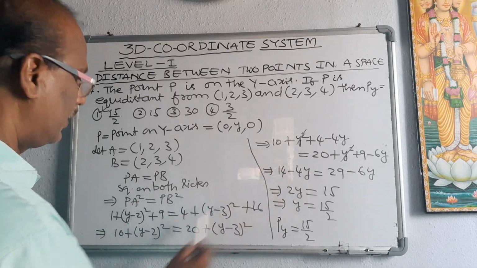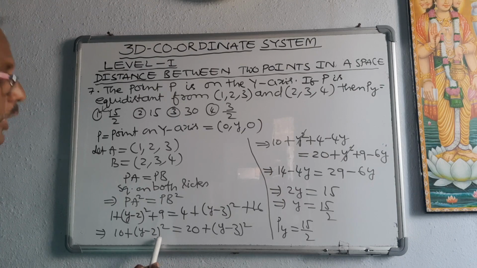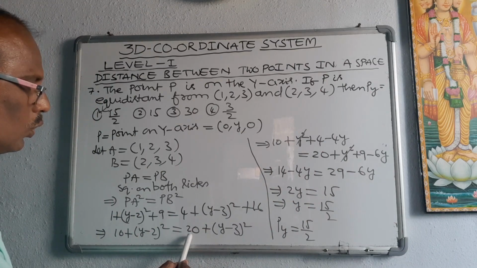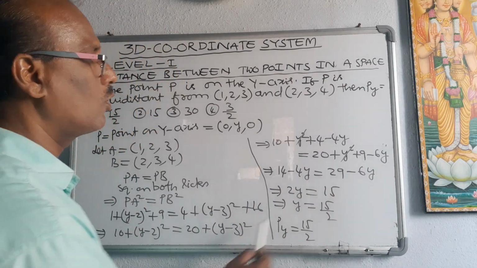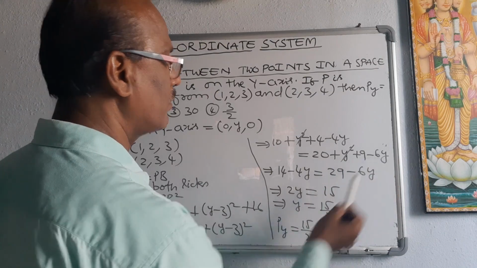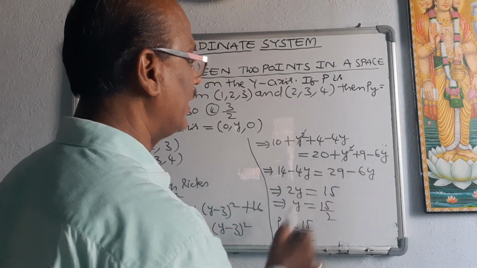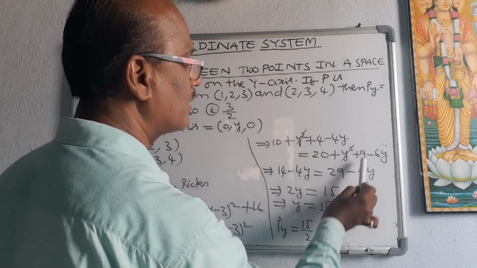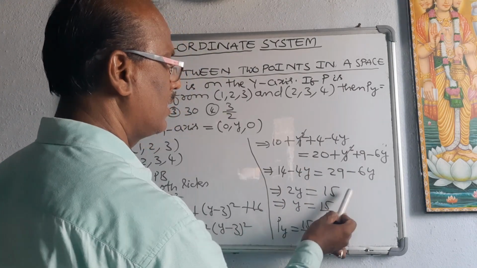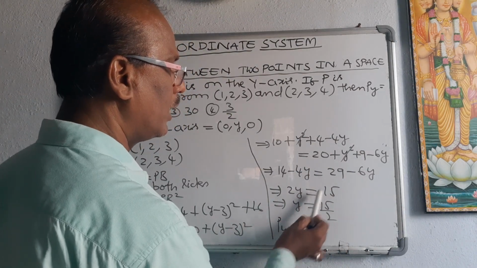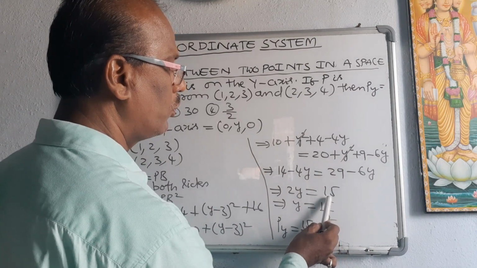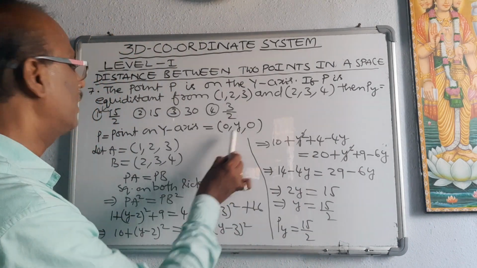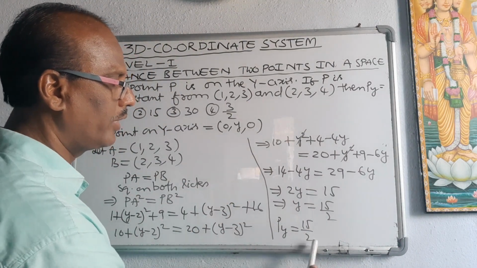That implies 10 plus the expansion of y minus 2 whole square, y square plus 4 minus 4y, is equal to 20 plus y minus 3 whole square, y square plus 9 minus 6y. Y square get cancelled. 10 plus 4, 14 minus 4y is equal to 20 plus 9, 29 minus 6y. Here 6y minus 4y equal to 2y, that equal to 29 minus 14 equal to 15. Y is equal to 15 by 2. This is the y coordinate of P. Py is equal to 15 by 2.